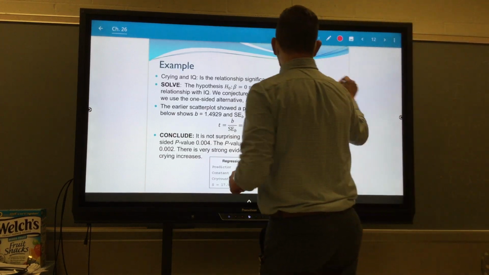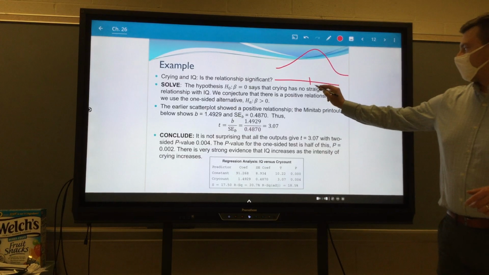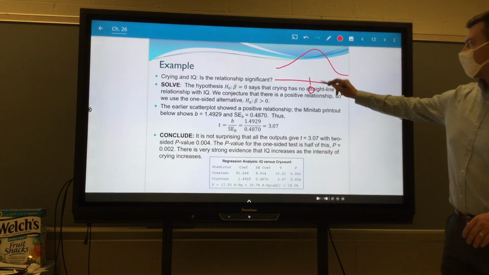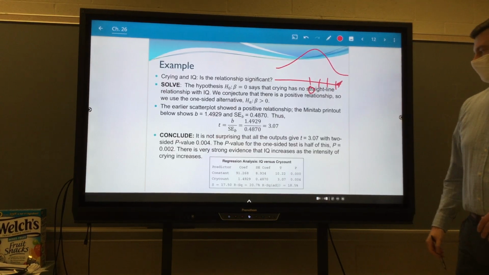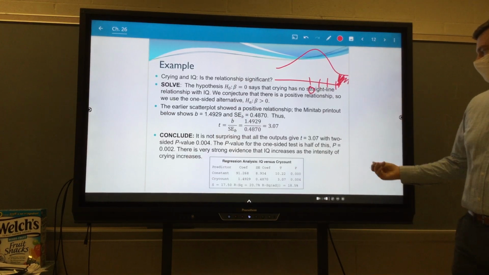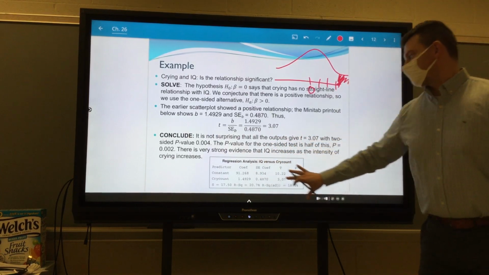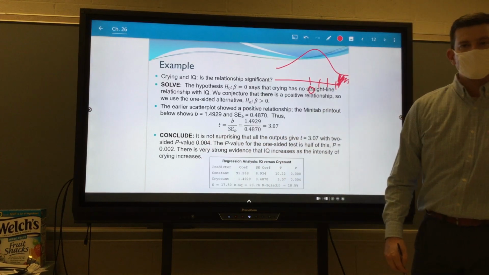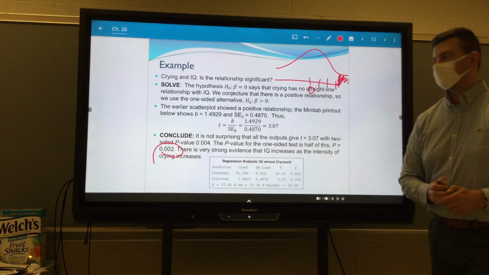And remember, on our t model, it is symmetric. Right here at the center is the 0 that we expect from our null hypothesis. We are more than 3 standard deviations above that. So the p-value that corresponds with it is pretty small. Again, on the statistical software output, they give you the two-sided 0.004. We want one-sided, so you divide that by 2, 0.002.